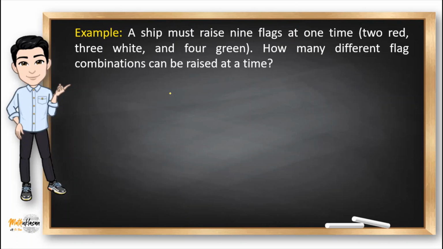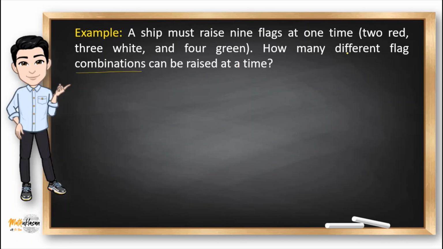A ship must raise 9 flags at one time. So the flags consist of 2 reds, 3 whites, and 4 green. Now, how many different flag combinations can be raised at a time? Please don't be confused because the word combination here was used, but since that's a different lesson, you might actually interchange the two, permutation and combination. So what we are just after are the arrangements of the flags. So if the red will be placed in front and white will be placed at the last file, then it's a different thing if these two will be interchanged. So still, the arrangement here is important.